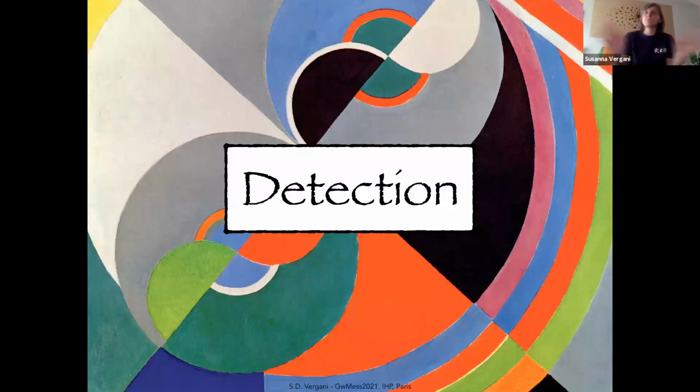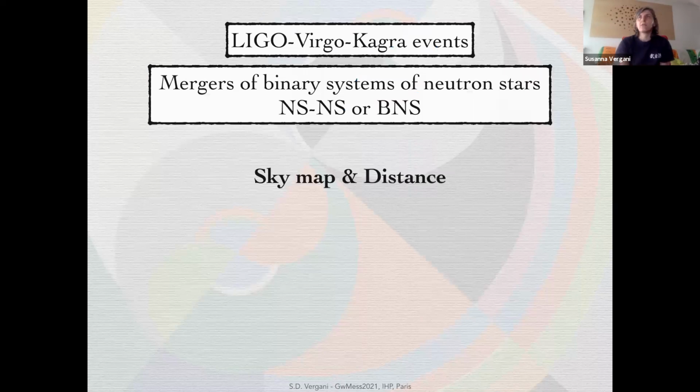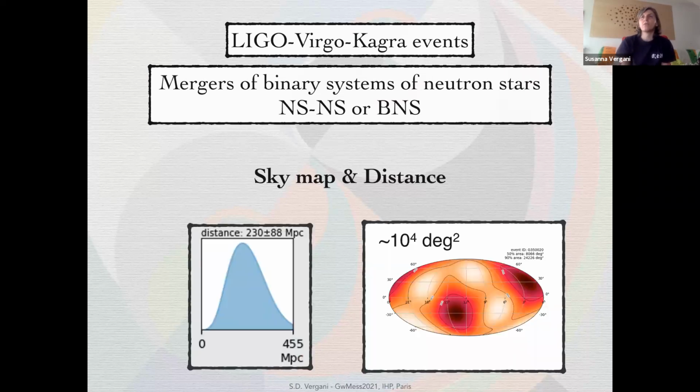So now that we saw what we expect observationally from all these counterparts, we can start to see how and if we can detect them. So let's start from an event, an alert that reaches us from the LIGO Virgo and KAGRA collaboration. What do we have as information to start our quest, to try to detect the electromagnetic counterpart? We have two important pieces of information, the sky map and the distance.